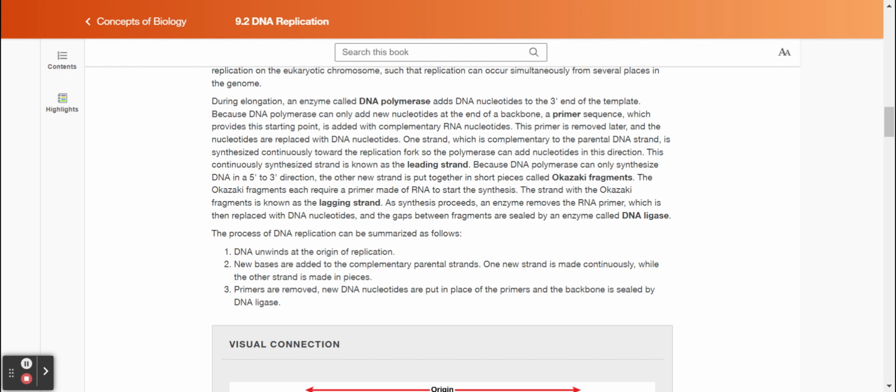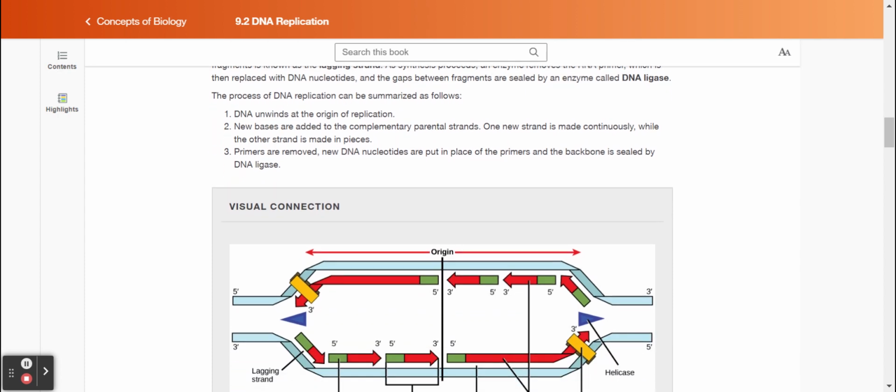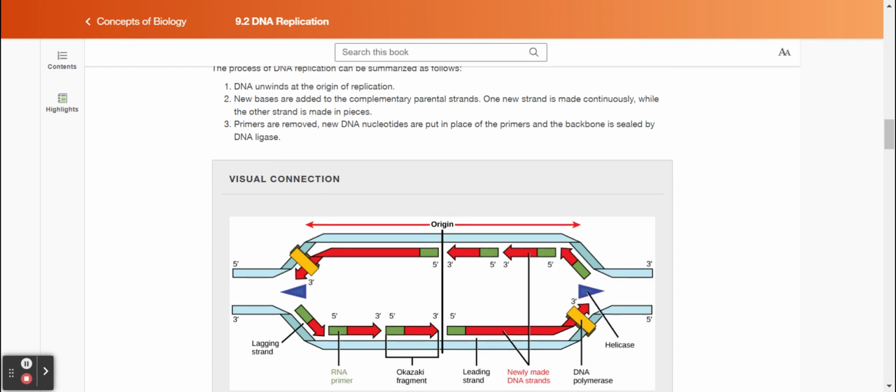The process of DNA replication can be summarized as follows. Step 1. DNA unwinds at the origin of replication. Step 2. New bases are added to the complementary parental strands. One new strand is made continuously, while the other strand is made in pieces. Step 3. Primers are removed, new nucleotides are put in place of the primers, and the backbone is sealed by DNA ligase.